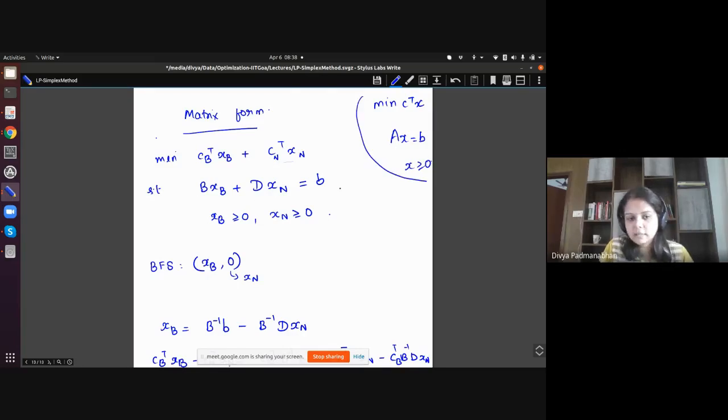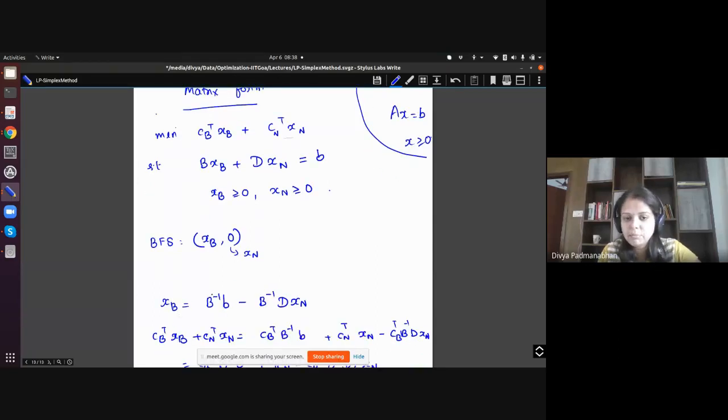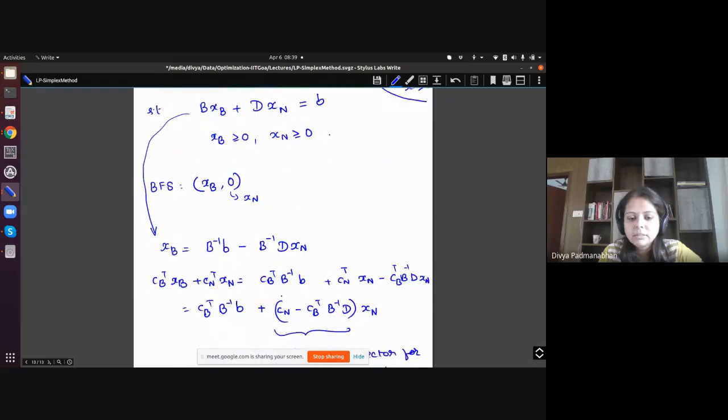And this A, you could write as a decomposition into B and D. The basic feasible solution was always XB and 0, where Xn was 0. So now you could write XB as B inverse b minus B inverse D times Xn. B was invertible because it's a basis for R^m. So basically you had these kind of operations. If you try to write the objective in terms of this basic feasible solution, you're going to get something of this form. You can just work out the algebra.